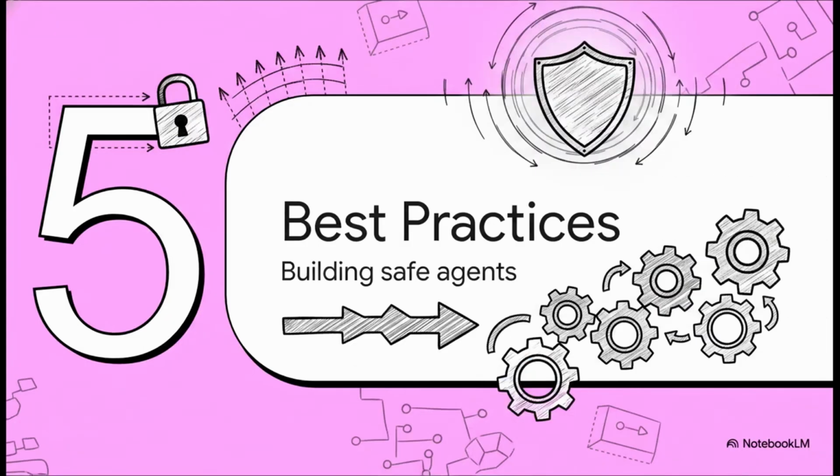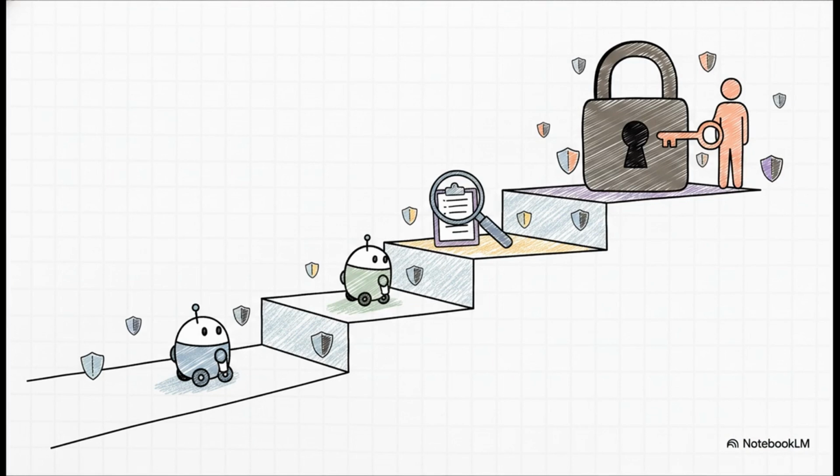And finally, Section 5, Best Practices for Success, because we have to talk about building safe agents. Look, building an agent is incredibly easy today, but building a safe agent takes serious discipline. You absolutely must implement a risk rating system. Tier 1 actions are read-only, like searching the web. Let the agent do that fully autonomously.